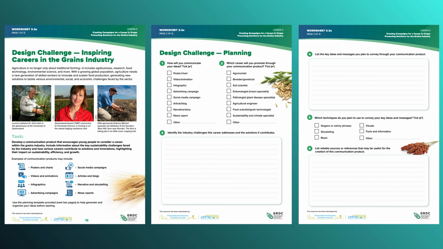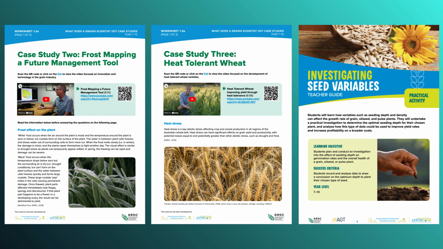Lesson 3 allows students to create a campaign promoting a career that addresses one of the agricultural challenges. It combines science, design, and persuasive messaging. A number of other resources are available in the secondary area, including growing Australian grains, investigating seed variables, and the seed planting guide linked to the Super Seed Kit.